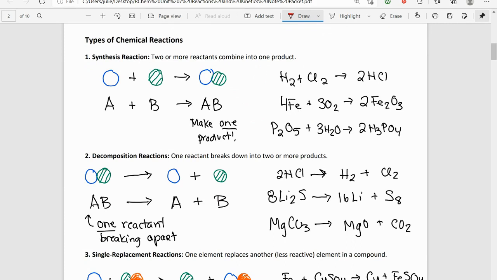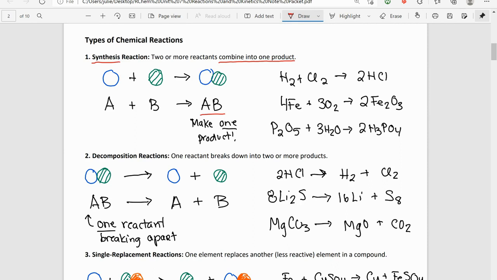So the first thing we're going to talk about is synthesis reaction. This is two or more reactants that combine into one product. You can see here over on the left, we have two reactants, A plus B, and it's making one product, AB. So they're combining into one. That's a synthesis. Sometimes you'll see it called a combination reaction.